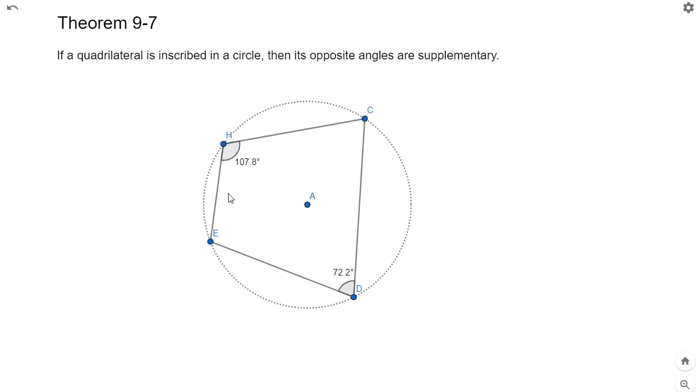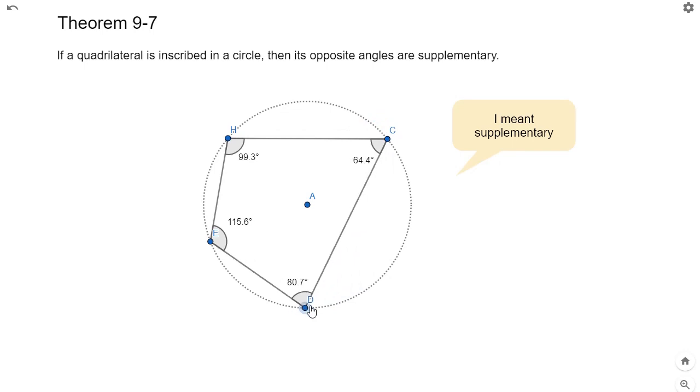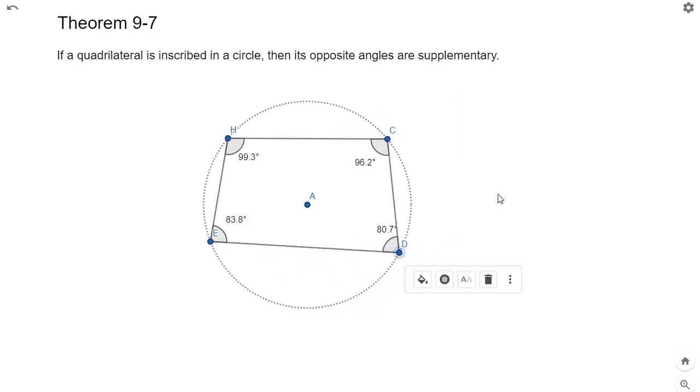As you can see, angles D and H are supplementary, and once again, regardless of where those vertices happen to be. The same thing will be true for the other pair of opposite angles, E and C. So this demonstrates what the theorem says. As long as there is a quadrilateral inscribed in a circle, meaning the four vertices are points on the circumference, then opposite angles are supplementary. They add up to 180.